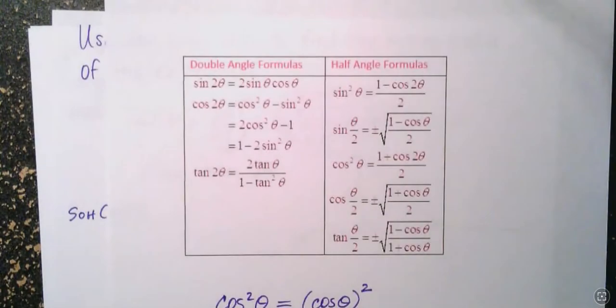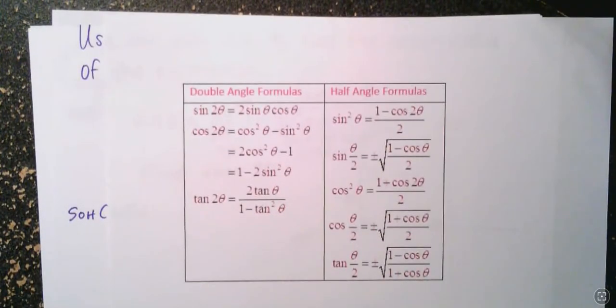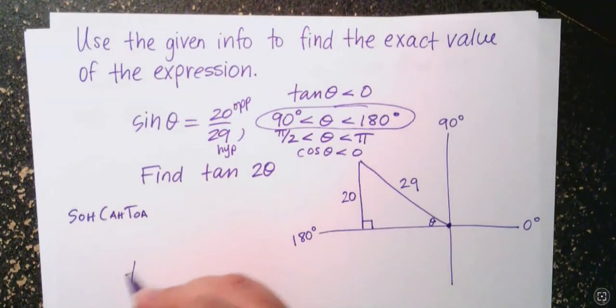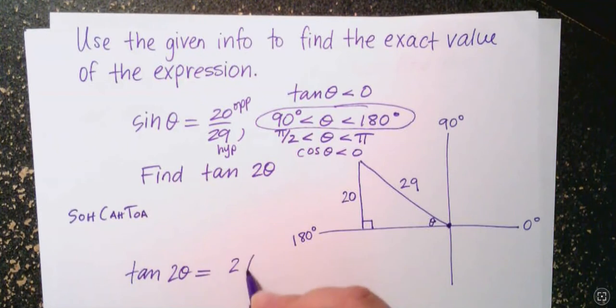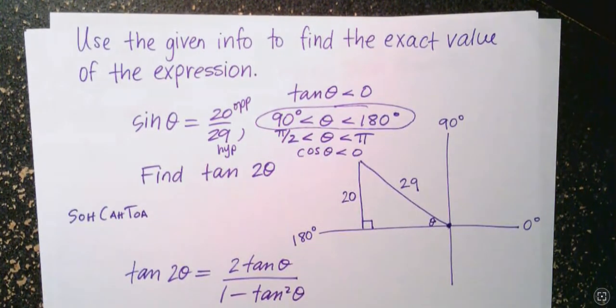So I go to my formula and I say, okay, tangent of 2 theta is all of this. So I don't have to know sine or cosine to find this. I need to know the tangent. If I know the tangent of theta, I can plug in and find the tangent of 2 theta. So tan of 2 theta equals 2 times the tangent of theta over 1 minus the tangent squared of theta.